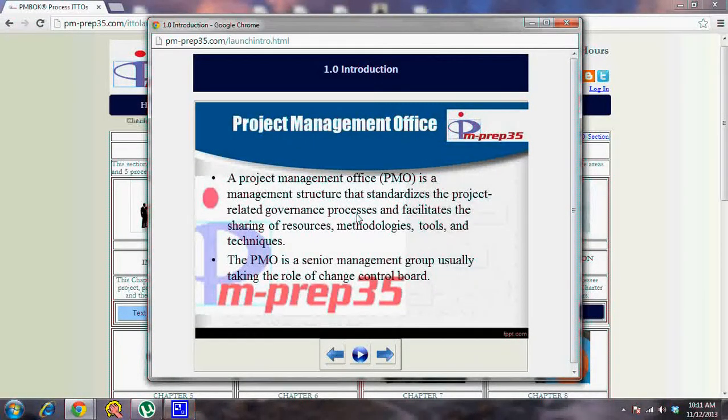The project management office is a management structure that standardizes the project related governance process and facilitates the sharing of resources, methodologies, tools and techniques, best practices. So that's the role of project management office.